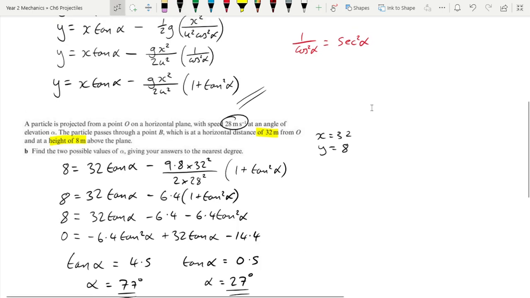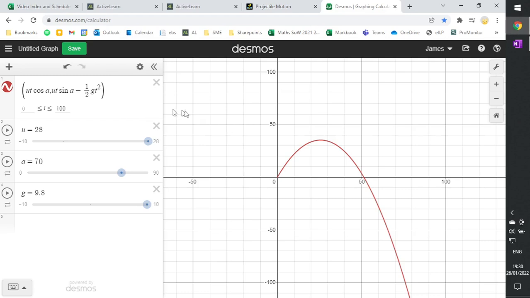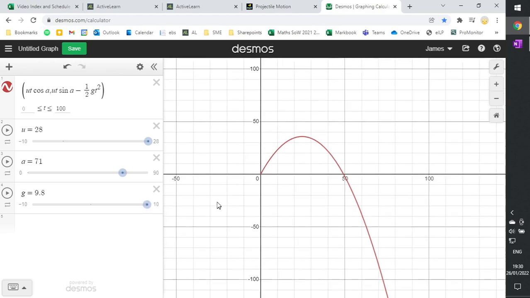Now to demonstrate this, I've put together these two equations here, the x and y, as parametric equations in Desmos. Okay, so you can see here, this is my x equation, ut cos alpha. I've just used a instead of alpha. And then my y coordinates were ut sine alpha minus half gt squared. And I've set u equals 28, like in part B. Alpha I've just set to 70 degrees for now, so I can change the angle that I fire it at here. And g is just 9.8. Okay, I'm not going to change what gravity is.